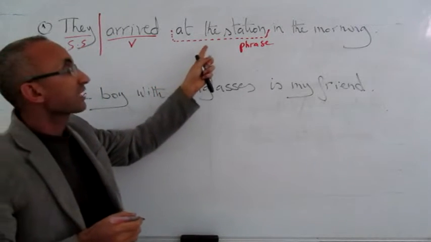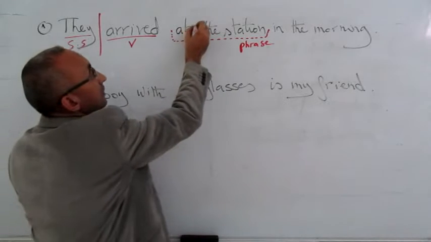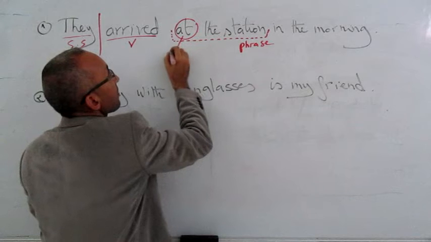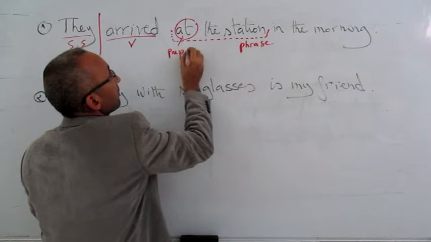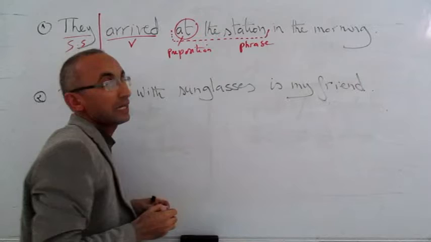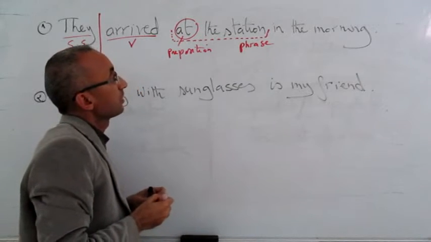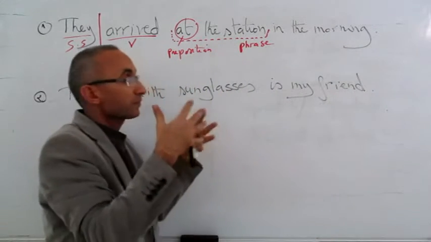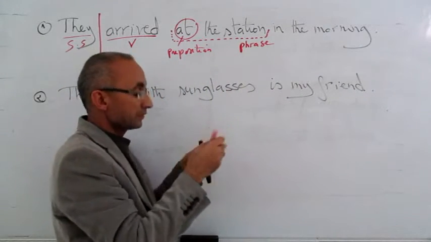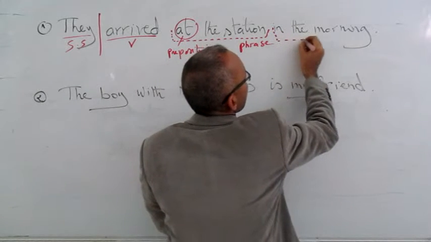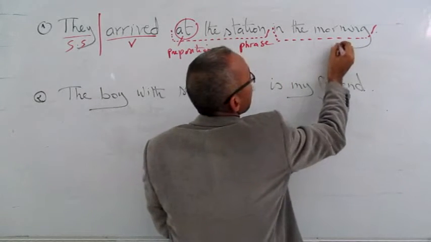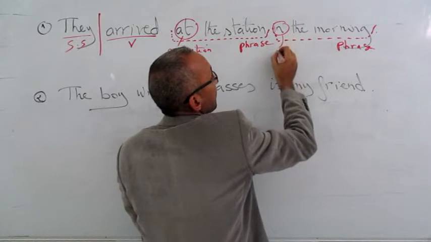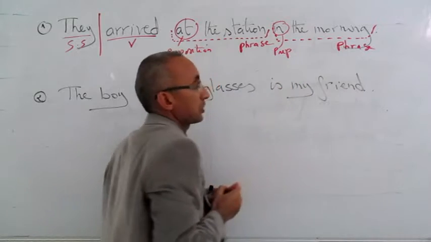Now, what does this phrase start with? Here I have at. What is at? At, as we know all, is what? A preposition. Good. Also, I have in the morning. Here also I have another group of words which are related, and they form to me also another phrase. And this phrase also starts with in, which is another preposition.